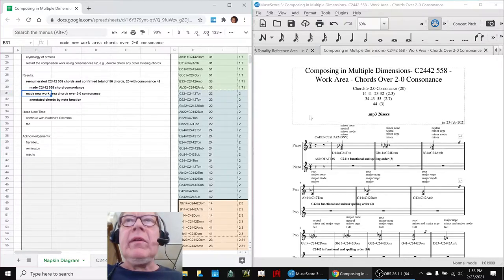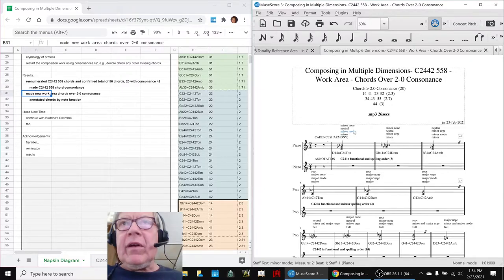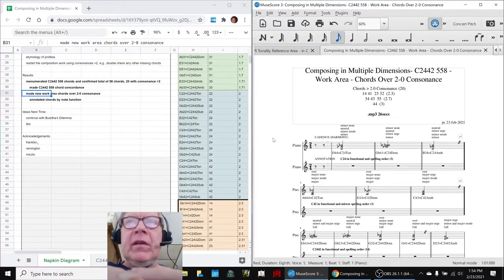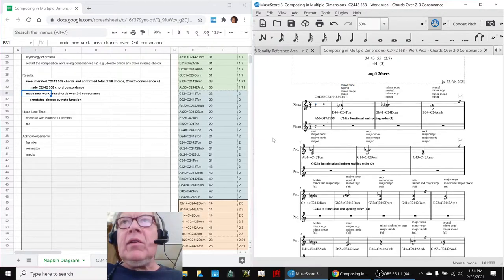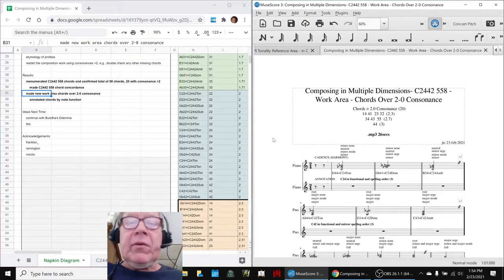So then we kind of restarted, put all the chords back on a new work area called Chords Over 2-0, and annotated them this time by their note function, because that's one of the ways we know to compose going forward. So what we're going to do to bring us home is play the new improved set of chords over 2-0.